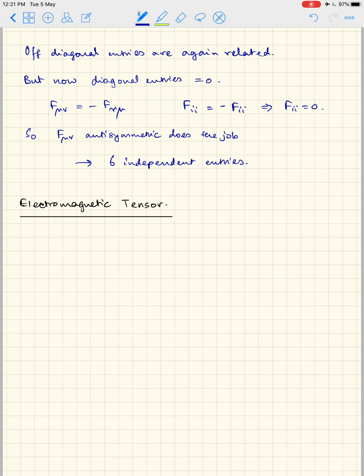So the electromagnetic tensor is going to be defined as F mu nu, as we have seen, is going to be del mu A nu minus del nu A mu. So we are going to be defining it as this. You remember that del mu is defined as 1 over c del t and nabla, and A mu is defined as phi over c and minus A vector.